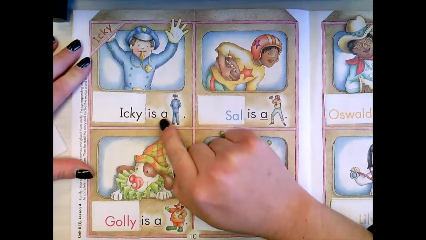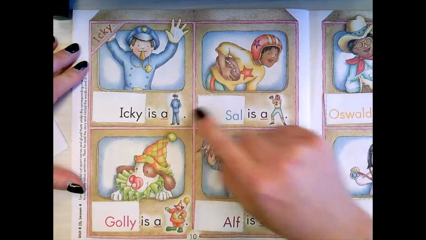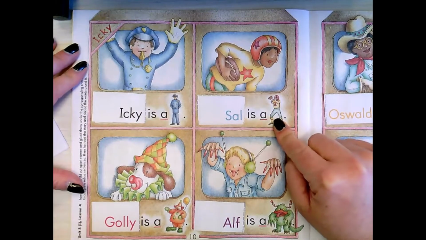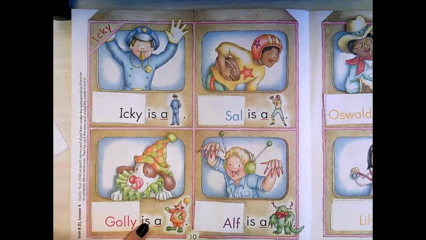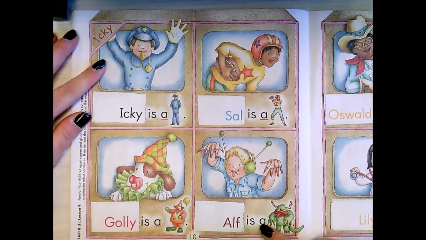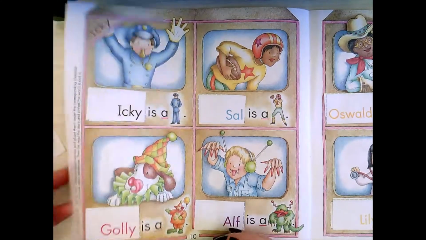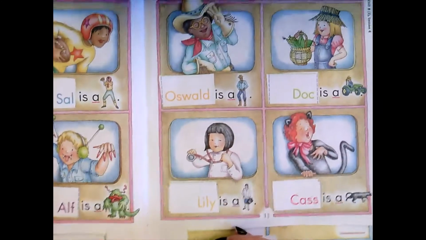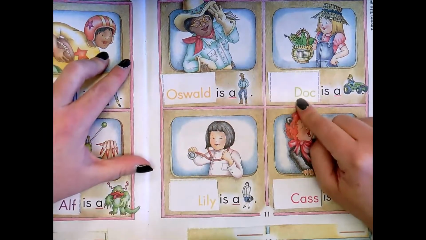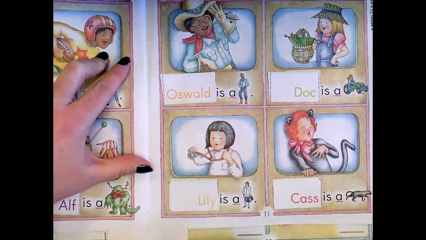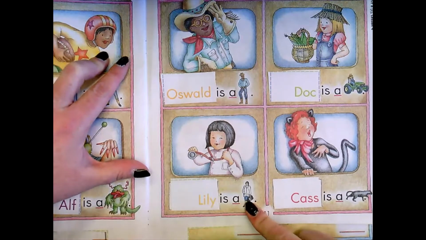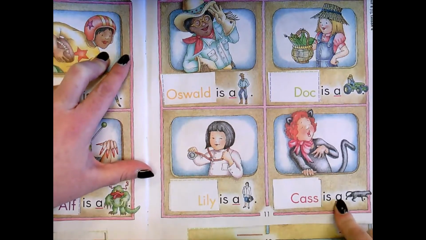Icky is a police officer. Sal is a football player. Golly is a clown. Alf is a monster. Oswald is a cowboy. Doc is a farmer. Lily is a doctor. Cass is a cat.